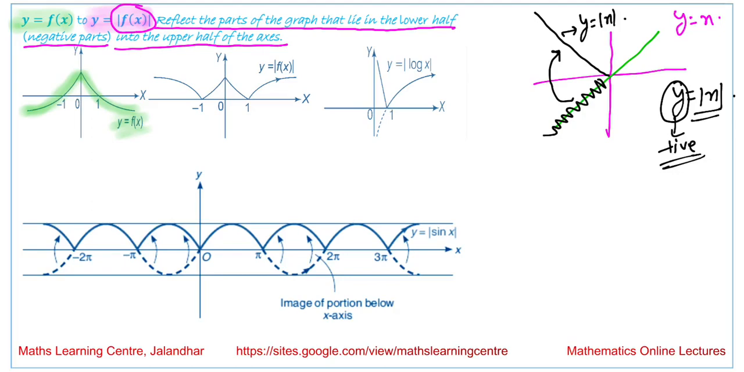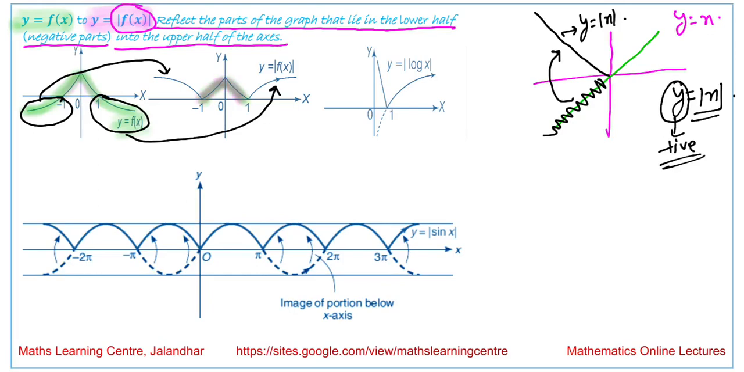In this graph we can see that this is the negative portion we have. We have to reflect this portion along the x axis. So when we reflect this portion we obtain this. So we are saying this portion of the graph will remain as it is. We have reflected this portion over here and this second portion over here.